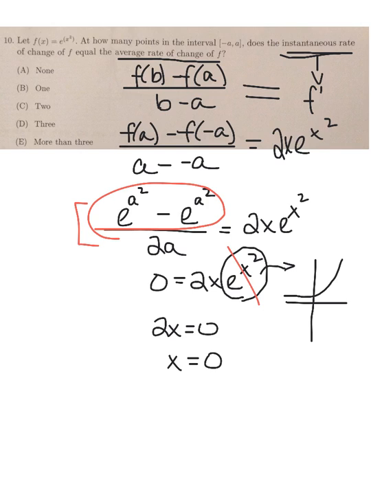Now, let's read the question. It says, at how many points does the instantaneous rate of change equal the average rate of change? So then your answer would be choice B, just 1 point.